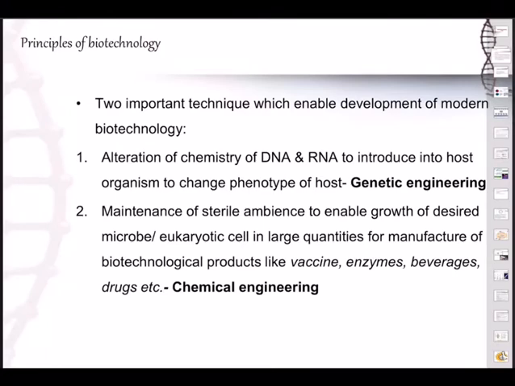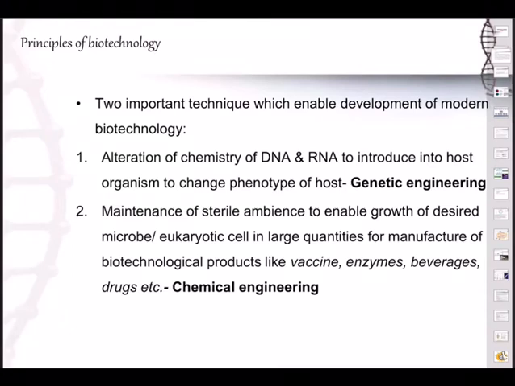So these things come under chemical engineering. So chemical engineering basically involves maintenance of sterile. Sterile means no infection is there. Microbial contamination free conditions, no microbial contamination, that allows growth of only the desired microbes or eukaryotic cells in large quantities for the manufacture of biotechnological products such as antibiotics, vaccines, enzymes, medicines, hormones, etc.